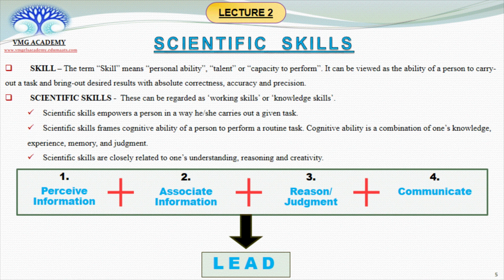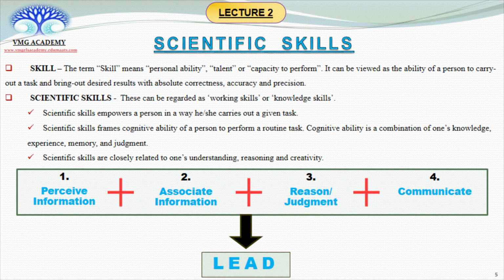The precision of the outcome depends upon the skill of the individual or his or her capacity to perform. Scientific skills in this regard can be viewed as working skills or knowledge skills possessed by an individual. Scientific skills empower a person to carry out a given task. Scientific skills are closely related to one's understanding, reasoning ability, and creative abilities. Scientific skills help to frame the cognitive abilities of a person to carry out a routine task on a daily basis.